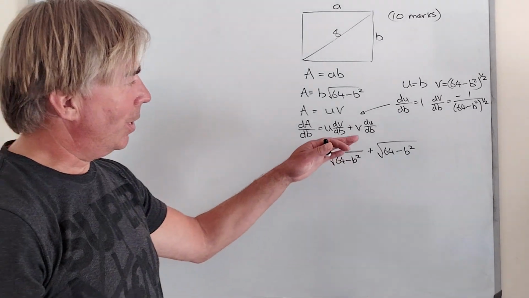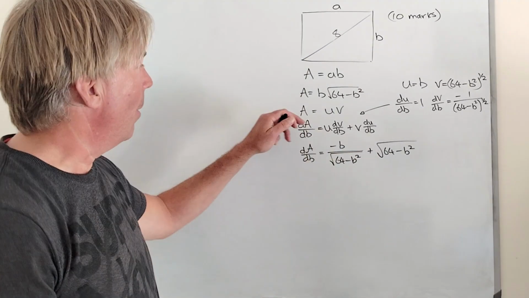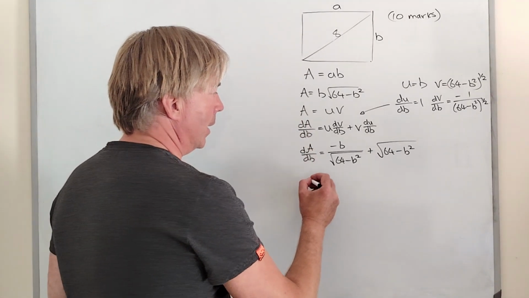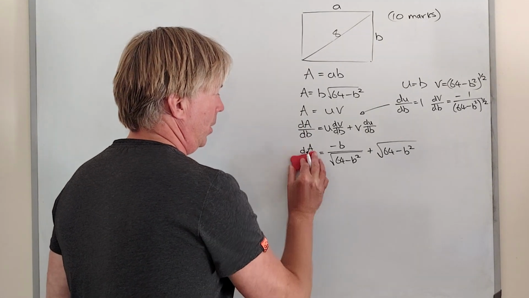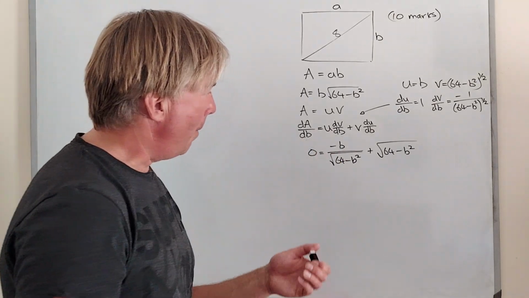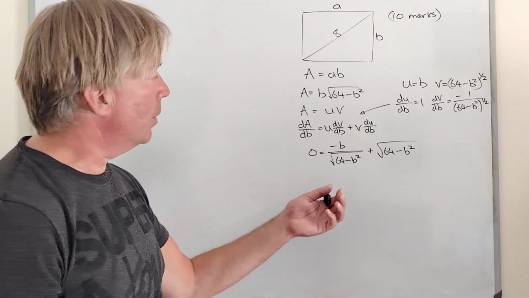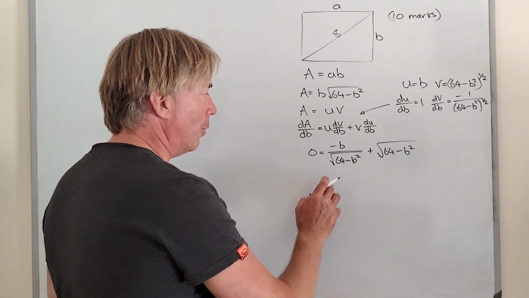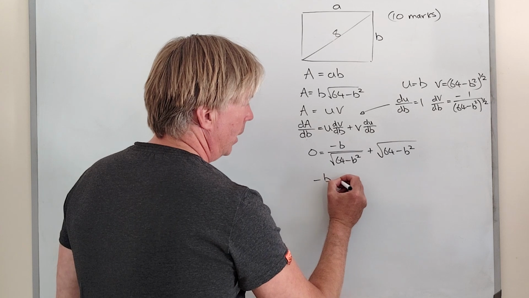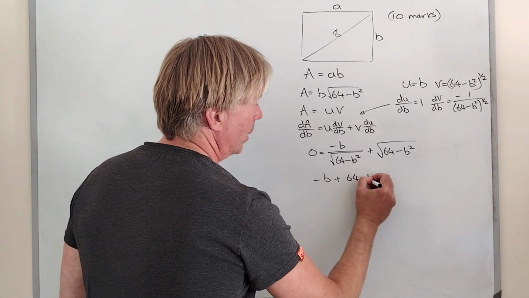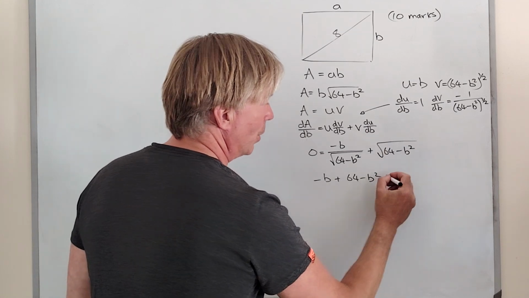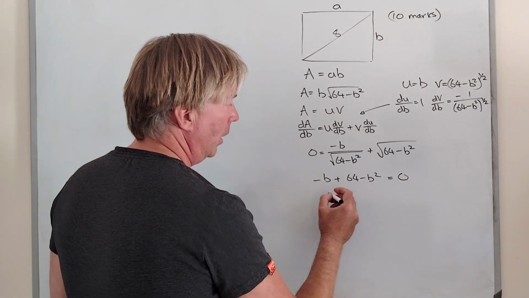Okay, so here we have the derivative of our function in terms of B for our area. Now we're going to set that to 0. So what I would do at this point to eliminate this fraction is just multiply everything through by 64 minus B squared. So I end up with negative B squared plus 64 minus B squared. I've multiplied to get rid of the fraction, and multiplied by this, which will get rid of the square root sign, set that to 0.